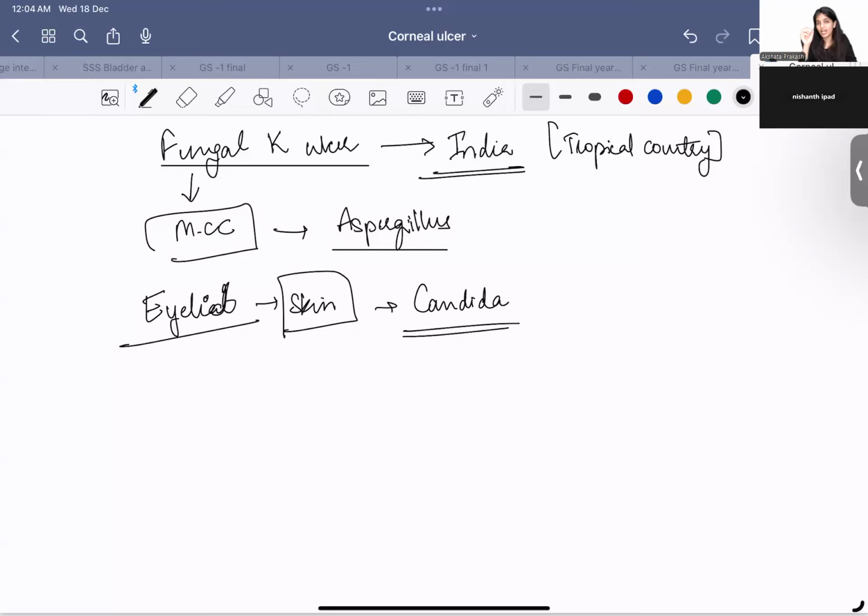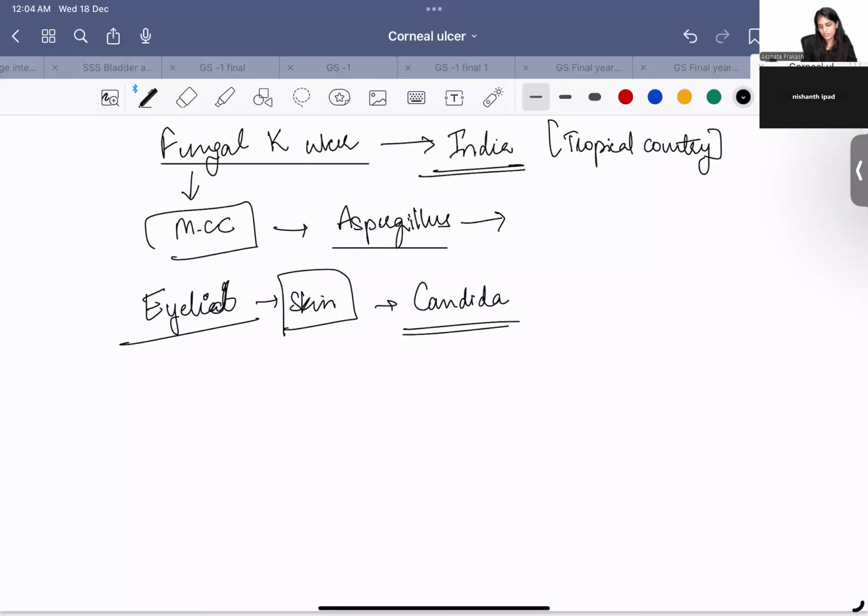But if they ask ulcer, it is aspergillus. Okay, we are all clear about this. A little more into this, they can ask about the microbiology part. Very little, but they can still ask. Instead of aspergillus, they can say it is a filamentous fungi.